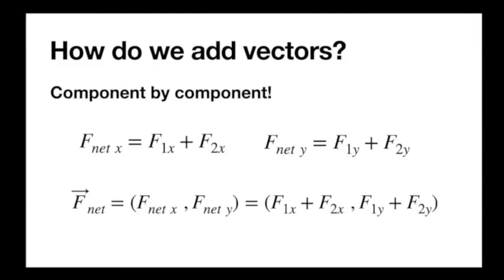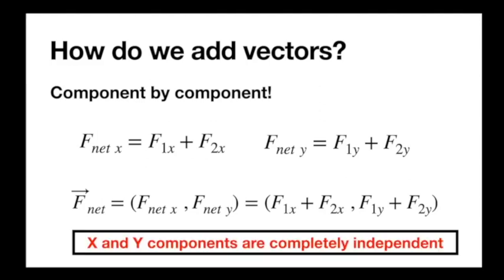And we could do the same for two vectors, and so our F net can also be split into this x and y component, and each individual one is just the sum of the components of the two. So if I have F1 and F2, my F net components are just the x is F1x plus F2x, and the same for y. And the x and y components are completely independent.